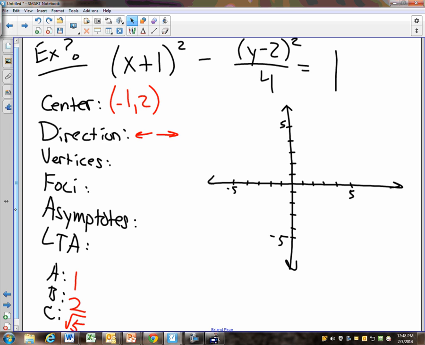Okay, so I'm going to start by plotting the center. Center is back 1, up 2. I'll make my box. How many units do I go up? I go up because the 4 is under the y. I go up 2 and down 2. And because 1 is under the x, I go right 1 and I will go left 1. So now I have my box. I can draw my asymptotes through my box.